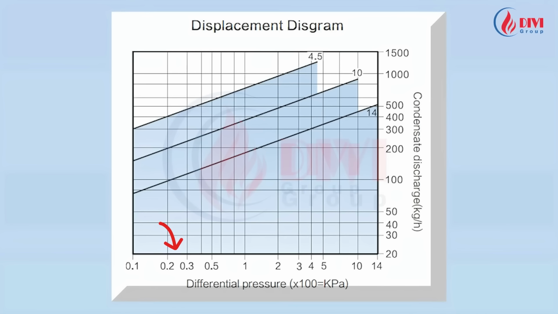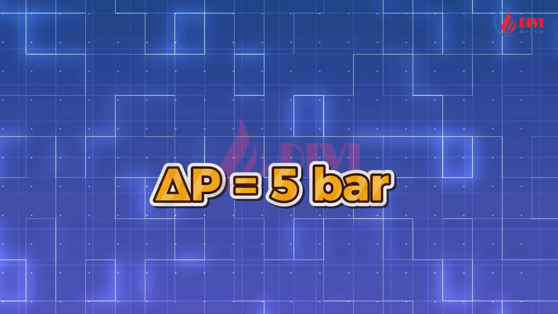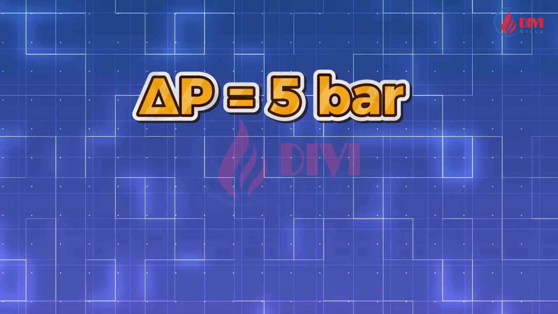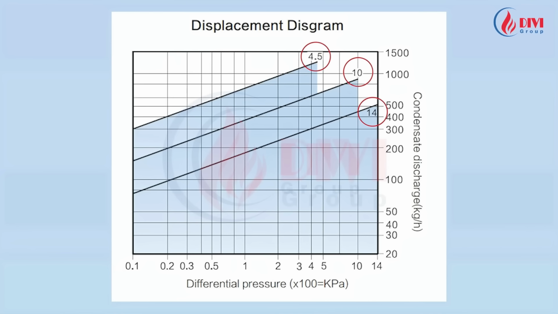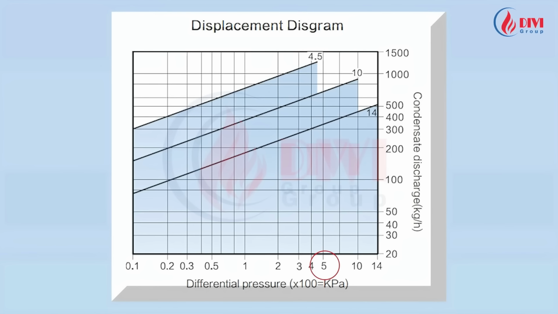The x-axis represents the differential pressure, delta P, between the inlet and outlet. In this example, delta P equals 5 bar, 8 bar in, 3 bar out. The lines PMO 4.5, 10, and 14 indicate maximum operating pressure of each model. The y-axis shows the condensate discharge rate, kilograms per hour. At delta P equals 5 bar, draw a vertical line to the PMO 10 and PMO 14 curves. Then draw horizontally to find the discharge capacity. Skip PMO 4.5 because 5 bar delta P exceeds its rated pressure.